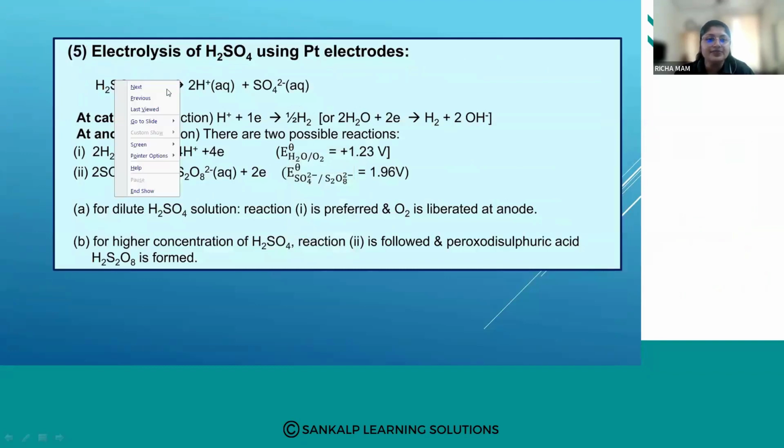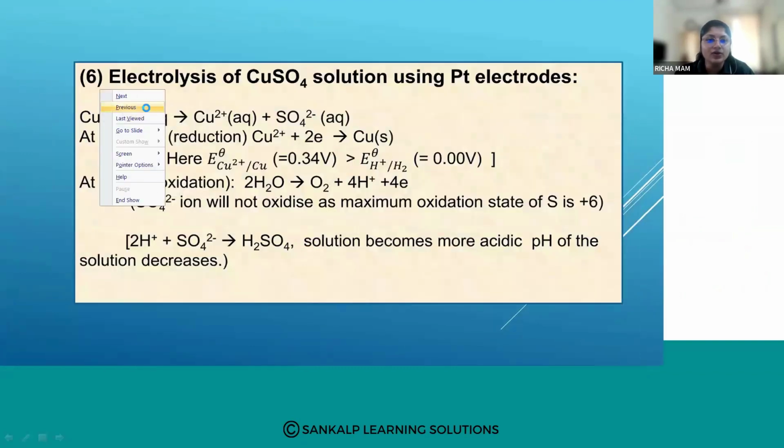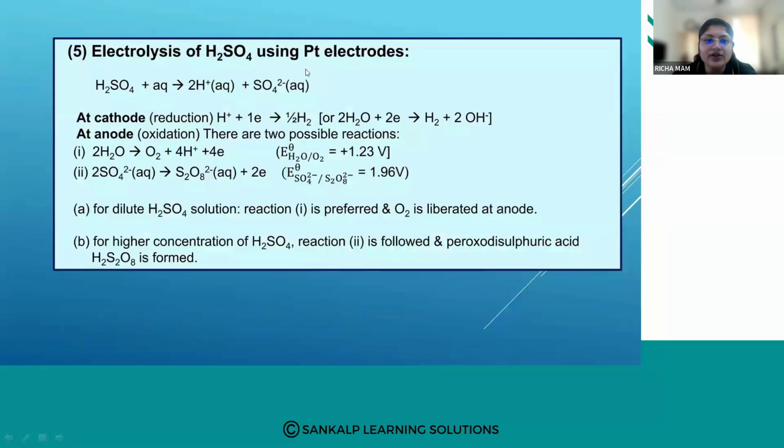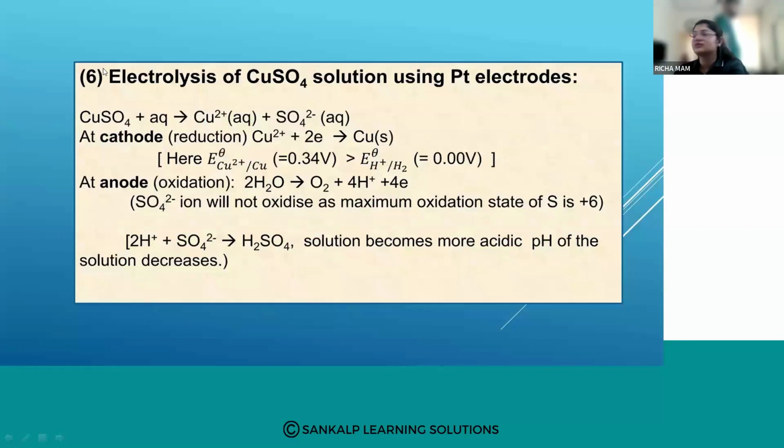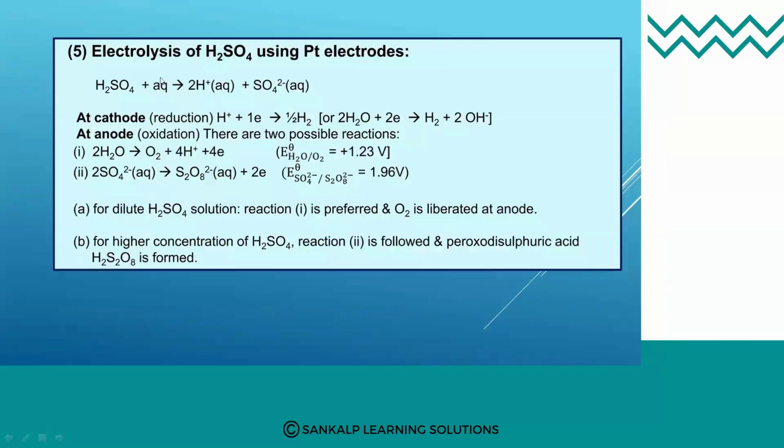So the last one, you have one more: electrolysis of H2SO4 using platinum electrode. These are not there for your exam point of view, we are just seeing. When H2SO4 is there, it will split into 2H plus and SO4 minus 2. Just see the cathode reaction, see the anode reaction, and these are the overall reactions.